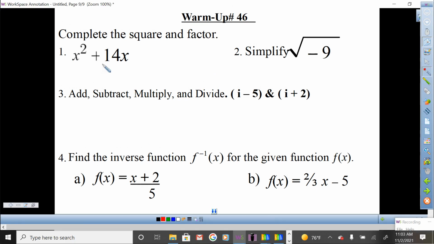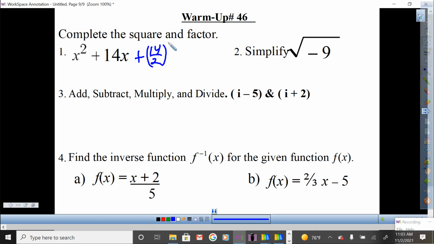Number 1, we have a binomial and we need a trinomial. That means we need one more term. And how do we complete the square? We take the coefficient of the middle, divide it by 2, and then square it. That gives us x squared plus 14x plus 49. This is a perfect square. What do we do next? We factor.